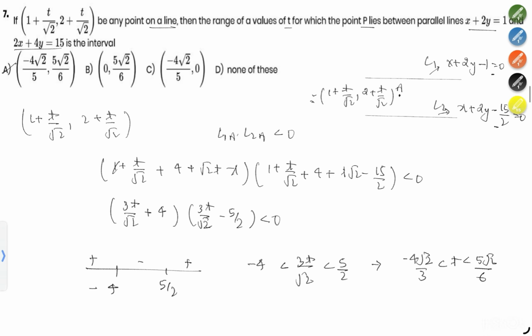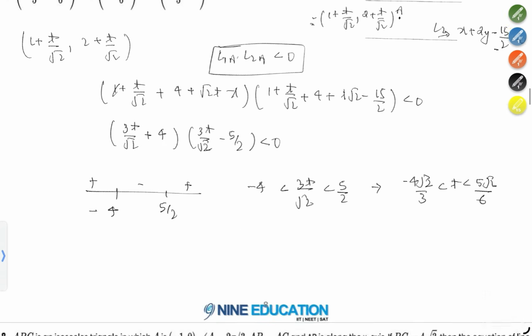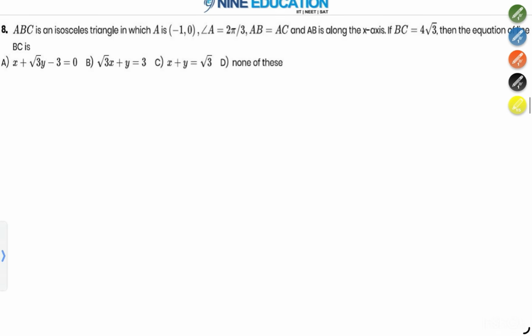So whenever it is asked that the point lies between two parallel lines, first the coefficient of x and coefficient of y should be the same, and then use this product property, and we will get the values. Okay, so now let us move to question number 8. In question number 8, they have mentioned ABC is an isosceles triangle. The point A is (minus 1, 0), and angle AB and AC, these things are given. So first let us draw the diagram.